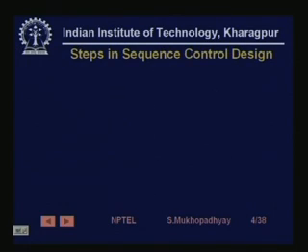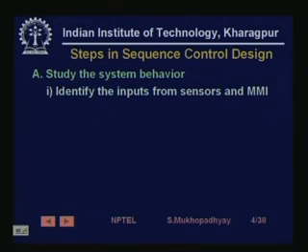Now, let us go through the basic broad steps in sequence control design. First step is to study the system behavior. This is a very critical step, and most of the errors that happen in any programming exercise, not only this kind of industrial automation programming, mainly arise from the fact that the programmer or the developer did not understand the system well.